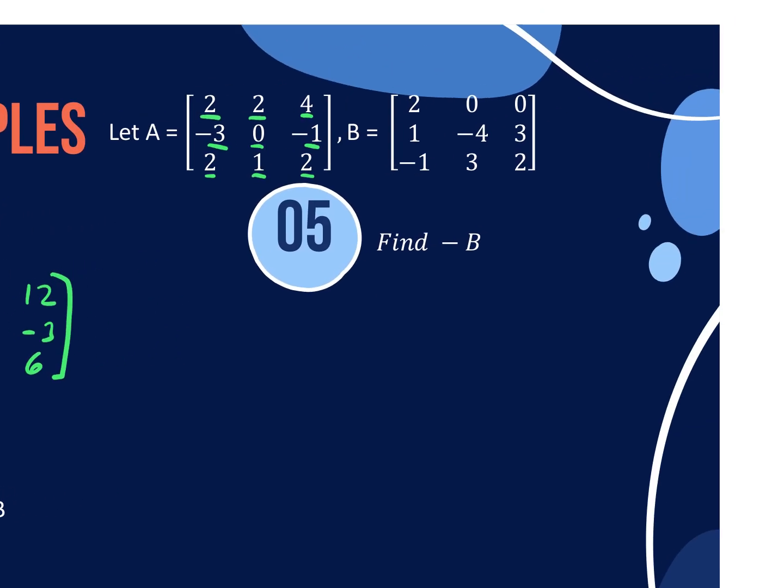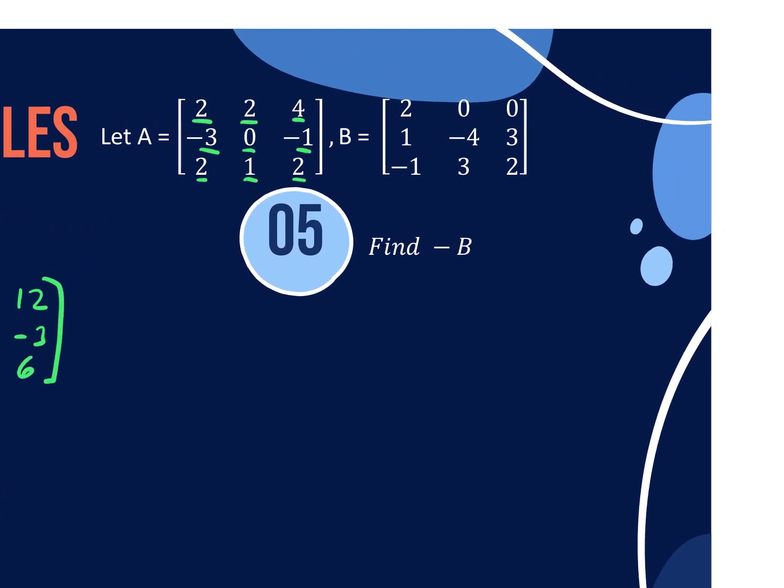All right, let's look at the next one. Negative B, all you have to do is treat this like a negative 1. And then all you're doing here is multiplying every single entry in matrix B by negative 1. So let's write this out. 2 times negative 1 is negative 2. Negative 1 times 0 is 0. And then the next one's also 0.